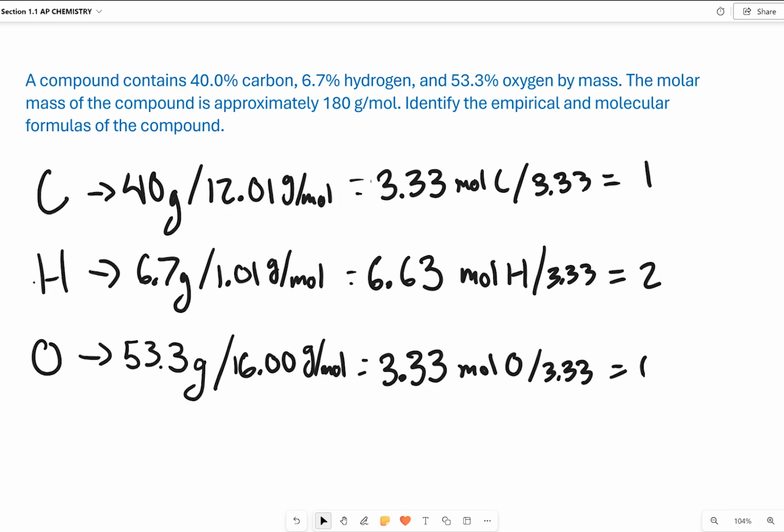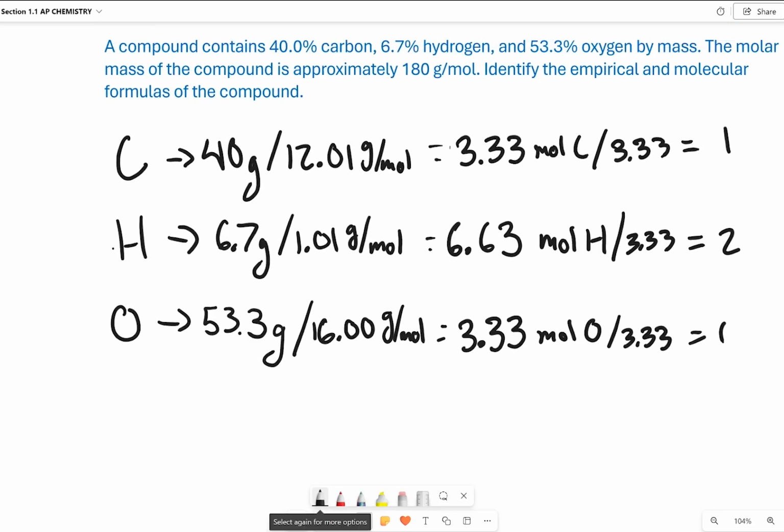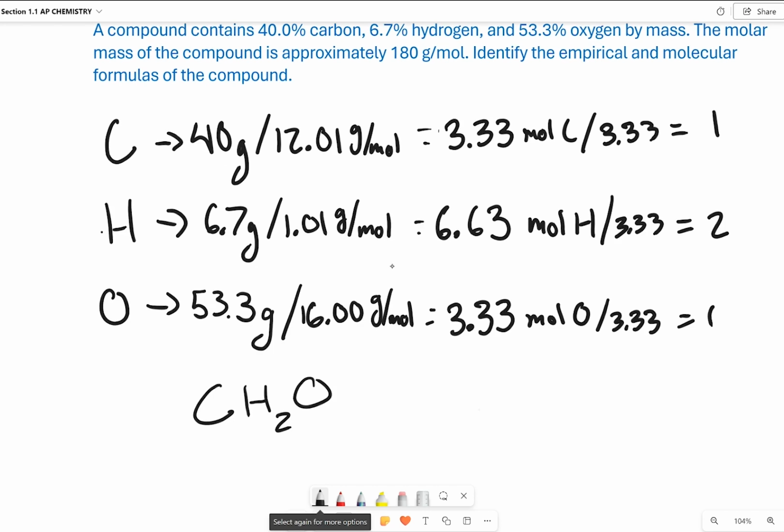And that's very useful for us to know. And that's really what the definition of the empirical formula is. So knowing this ratio can actually tell us the empirical formula. So there's 1 carbon, 2 hydrogens, 1 oxygen. And that's our base unit for this molecule.